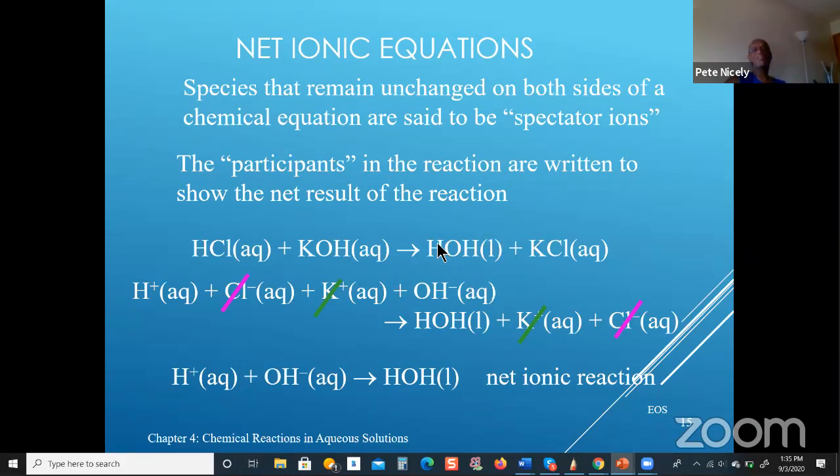Okay, any questions about this? Any questions about this particular example? Any questions?